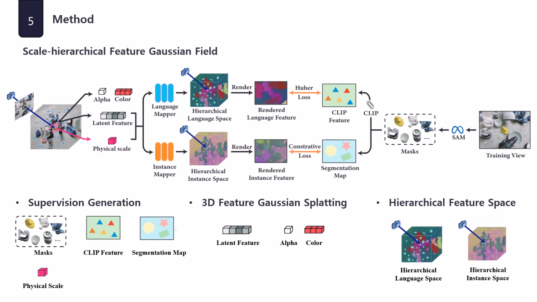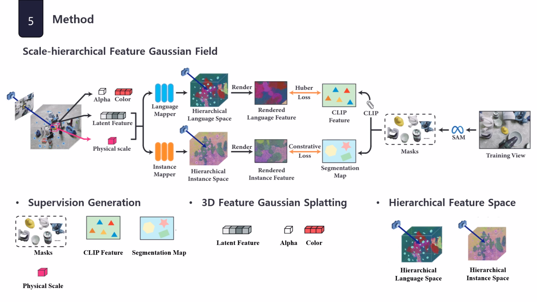Second, 3D feature Gaussian splatting and hierarchical feature spaces. The core idea is to map the initial features of each Gaussian into two specialized hierarchical spaces, a hierarchical language space and a hierarchical instance space. This is done using dedicated language mapper and instance mapper networks, as you can see in the center of the diagram. The hierarchical language space aims to capture semantic information related to language descriptions. The rendered language features from this space are trained using a Huber loss against the CLIP feature obtained from supervision.